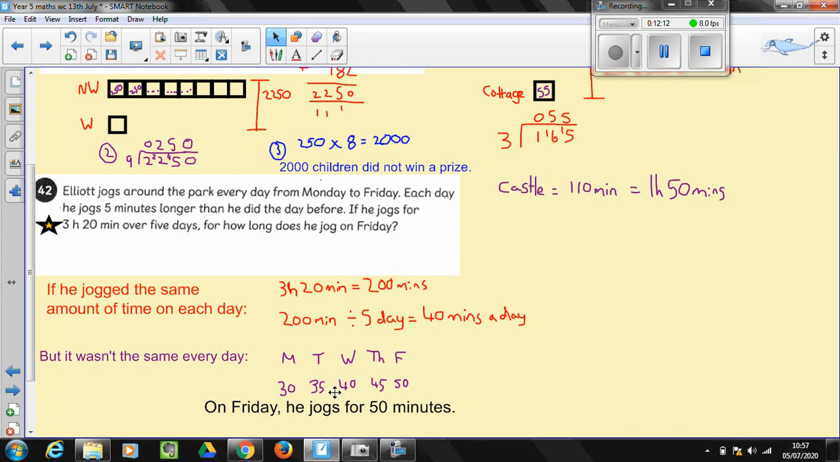So I put my 40 minutes as the middle of the week, and I took off 5 minutes from one and added 5 minutes to the next one. And I took off another 5 minutes and added another 5 minutes. If you total these amounts, you'll get 200 minutes. So on Friday he jogged for 50 minutes.